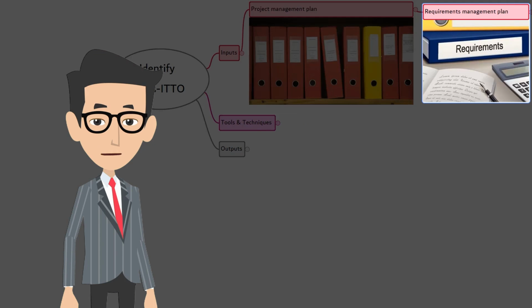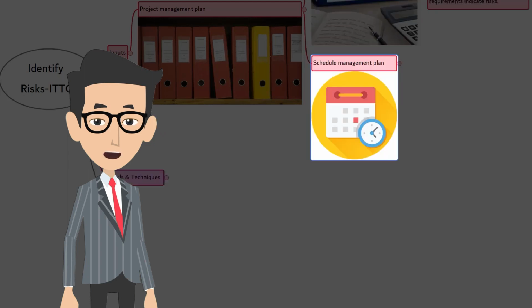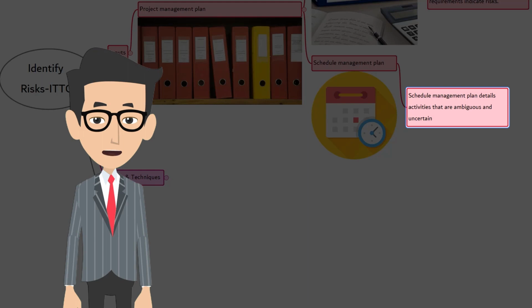Requirements management plan. Ambiguous, unclearly defined requirements indicate risks, obviously. Schedule management plan. The schedule management plan has details about activities and work packages that are ambiguous and uncertain, and also details the constraints and assumptions. This information helps to identify a risk in the relevant activities or work packages.